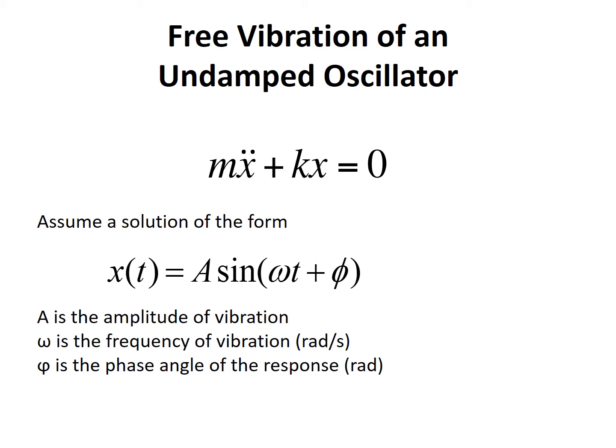So we assume a solution of the form x of t is equal to A sine of omega t plus phi, where A is the amplitude of the vibration, sine, of course, is the harmonic sine function, omega is the frequency of the vibration, and phi is the phase angle of the response.